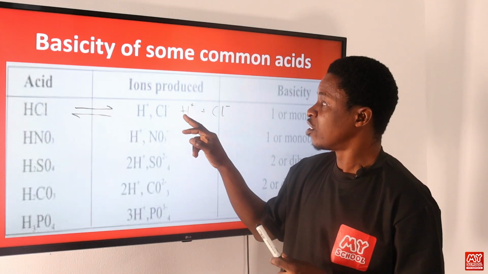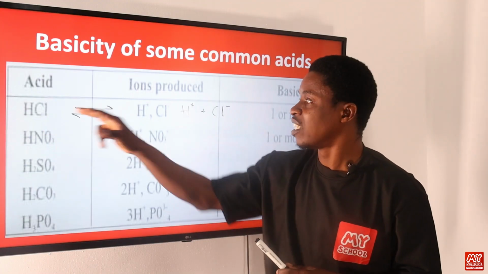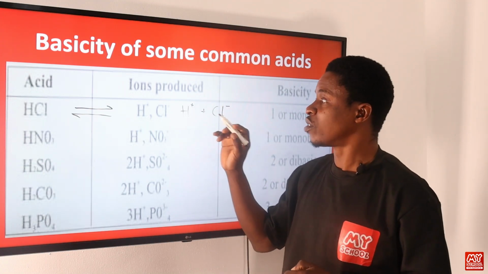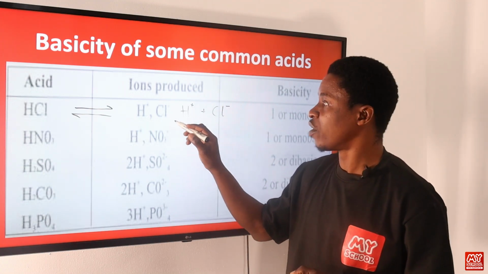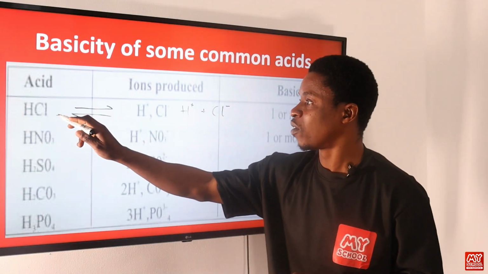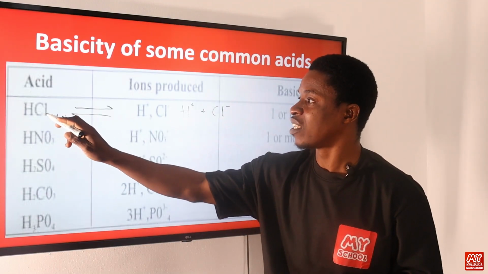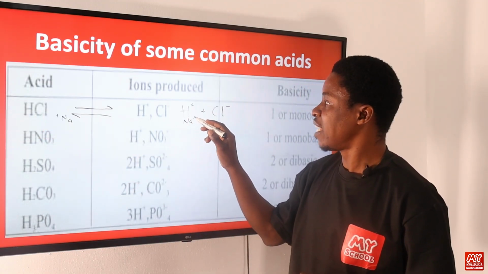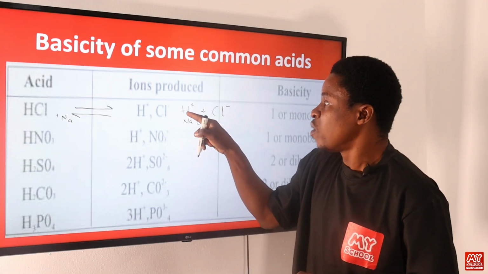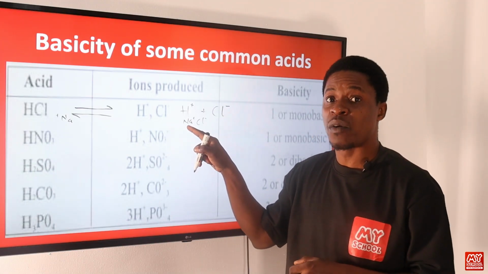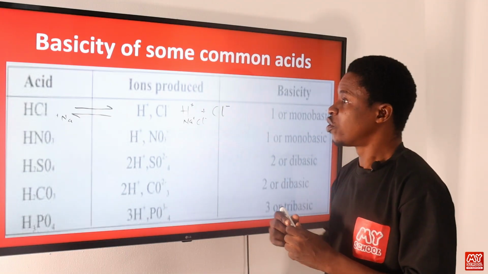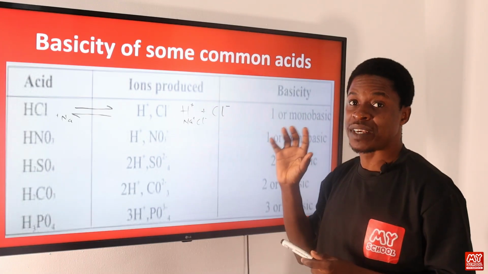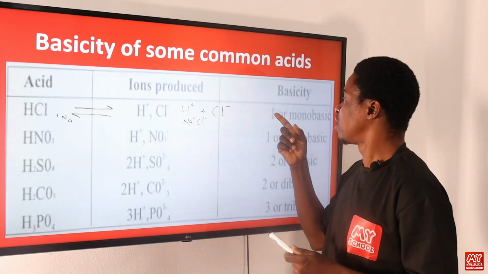So the number of hydrogen we have here for this HCl is actually one that can be replaced. What we mean by replacing is that if a metal, let's say sodium, is coming in to react with this, sodium displaces this hydrogen and comes in here. Of course, this becomes NaCl. So it is only one hydrogen here that can be replaced by a metal when it comes in to form salt. So to this we say the basicity is 1, or we say it is monobasic. Either you say it is monobasic or the basicity is 1.